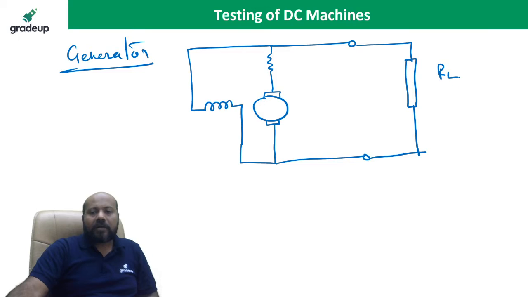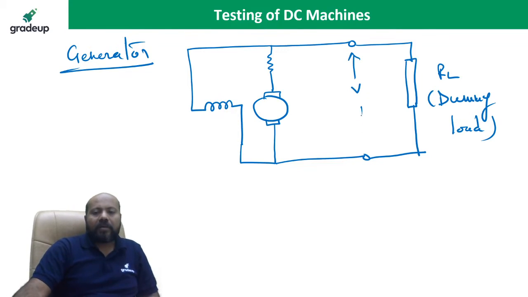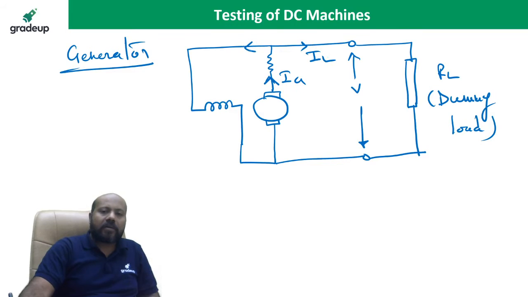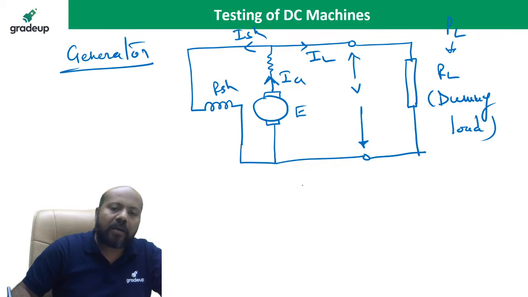Now this load is a dummy load. Dummy load means it is not going to serve any real purpose. It is just that you want to check the performance of the machine. This is going to be the terminal voltage, armature current because it is a generator. This is the load current, this is the shunt field current, this is the shunt field resistance, and this is the generated EMF. Now you can calculate the power absorbed by the load as PL.